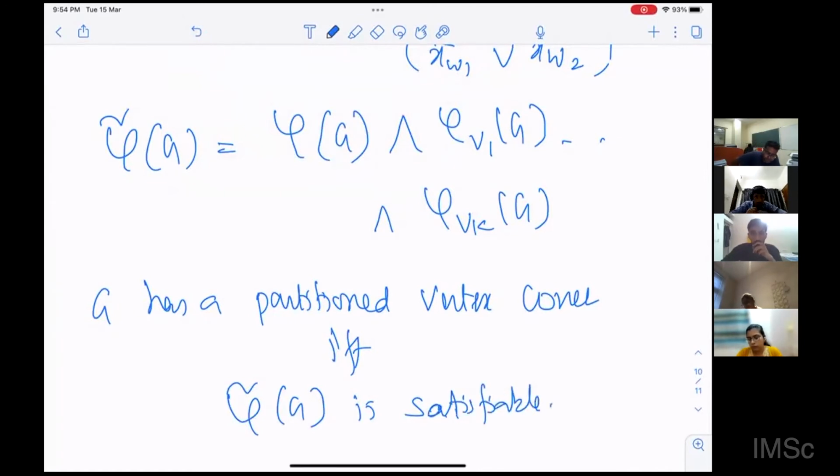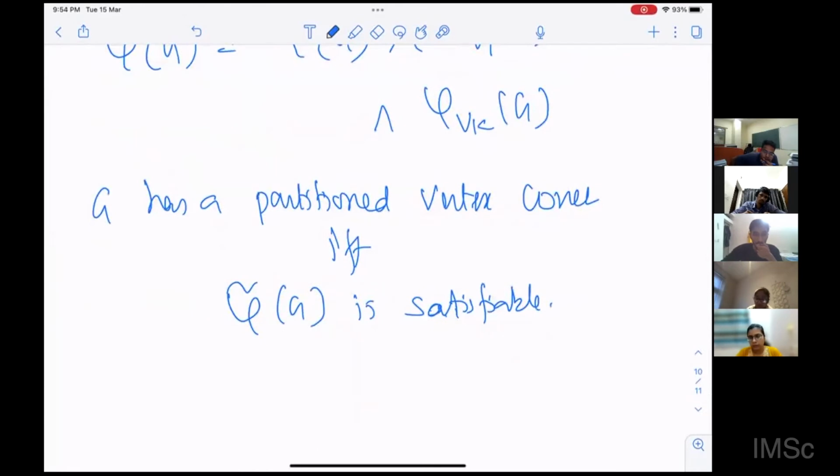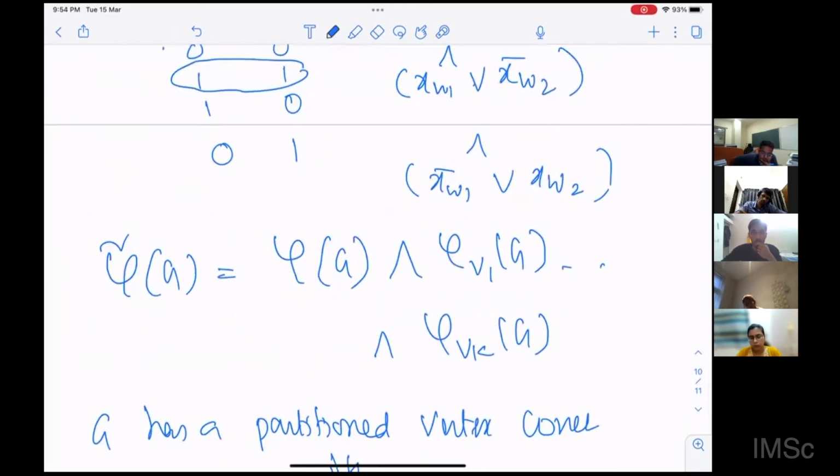Right? Do you agree to this? But we have to prove this. But this is what I want to prove. Is any direction easy? If G has a partition vertex cover, you set those variables to 1 and the rest to 0, right? So by definition, it is a vertex cover. And from every part, you have picked up 1. So all the clauses will be satisfied of types phi v1 of G, phi v2 of G.